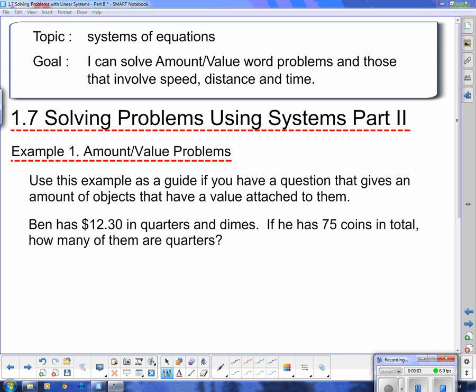Good day 2D. Our topic today is we're continuing on with systems of equations, and our goal, I can solve amount value word problems and those that involve speed, distance, and time.